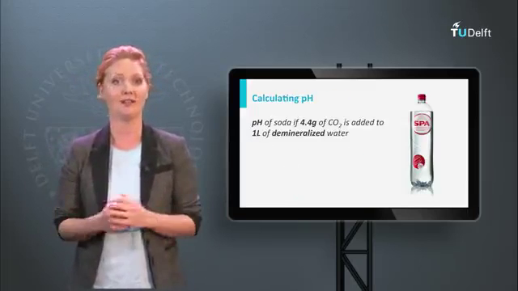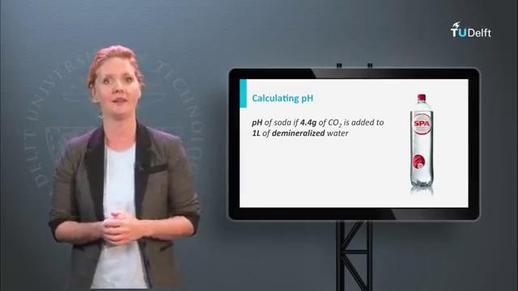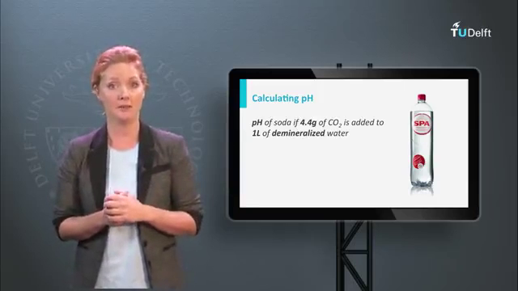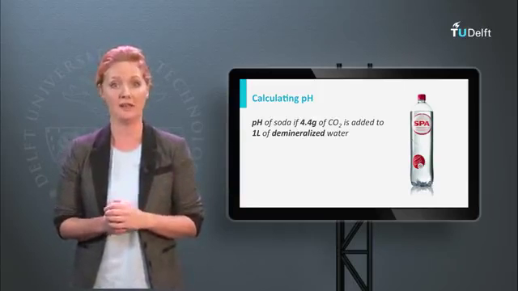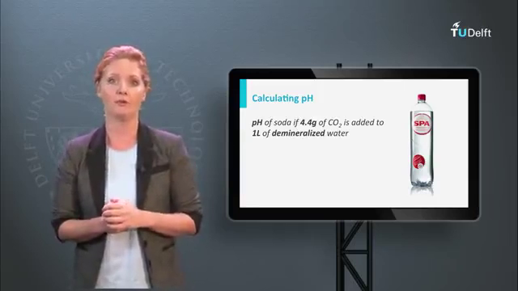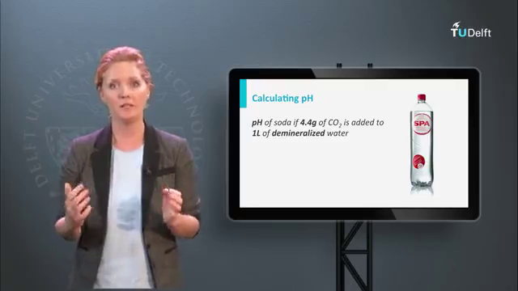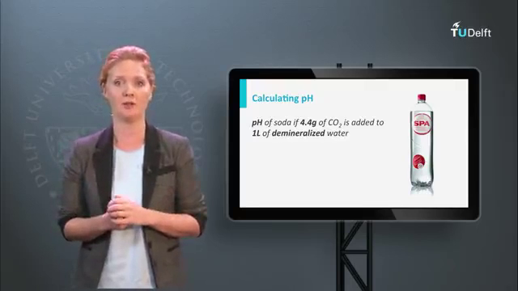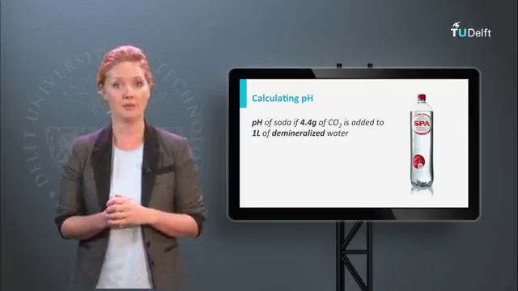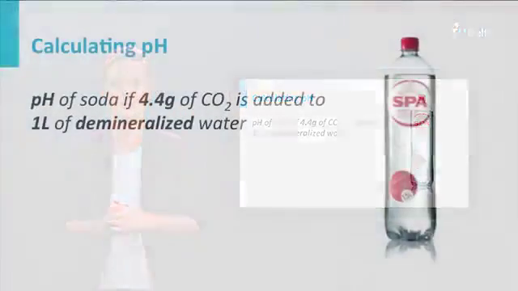Let's get active again with a few exercises. First, we will calculate the pH in 1 liter of demineralized water if 4.4 grams of carbon dioxide is added. Again, feel free to pause this video to take your time for calculation. In the next slide, I will explain the calculation step by step.